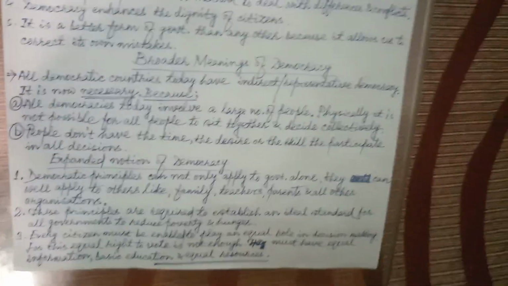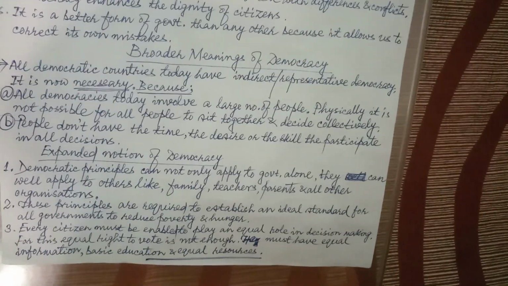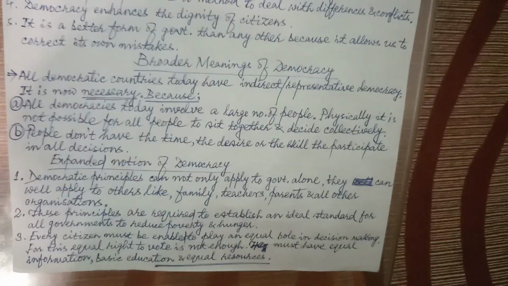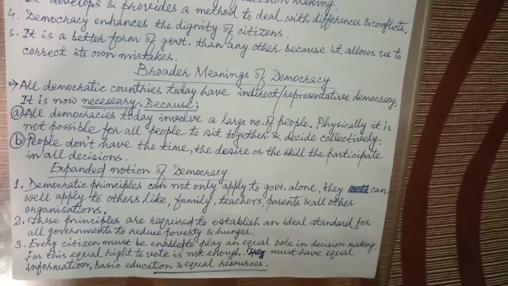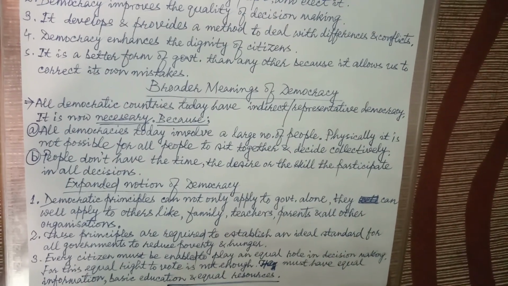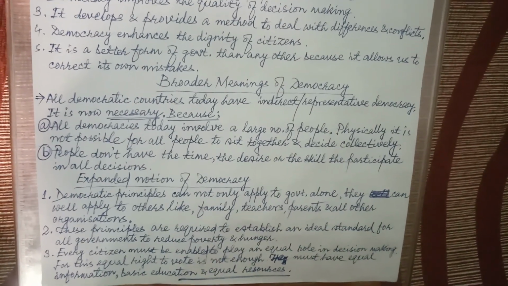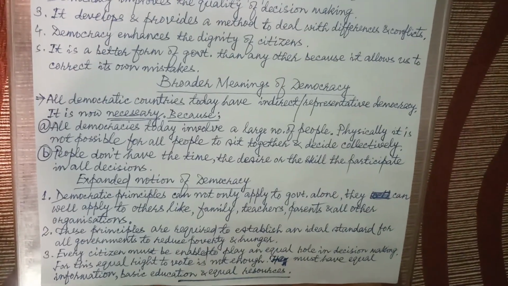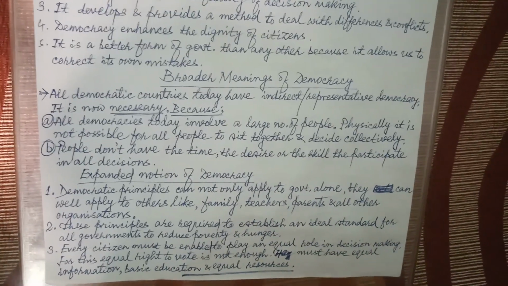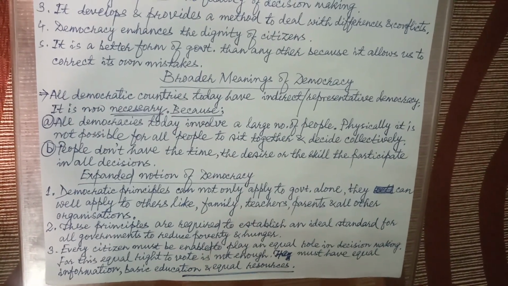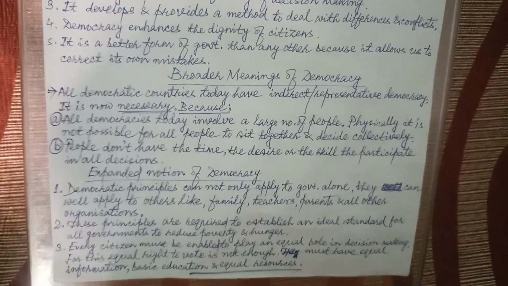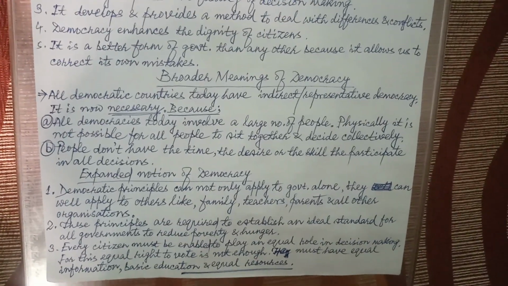Second thing, these democratic principles are required to establish an ideal standard for all governments to reduce poverty and hunger. Poverty is there in each and every country, hunger is there in each and every country. Yes or no? Right? So, democratic principles are required to set up an ideal standard so that poverty can be checked, hunger can be reduced.